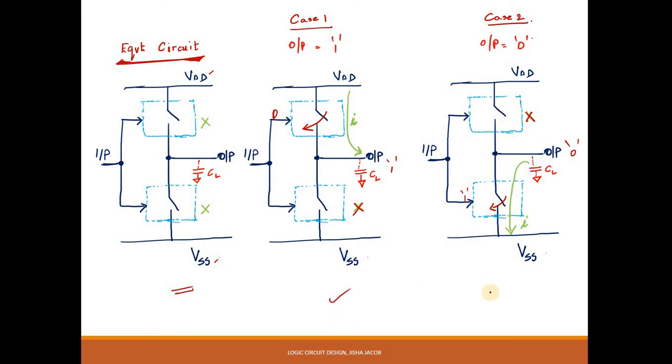If you compare the two cases, you understand that only one of either the PMOS network or the NMOS network will be on at the same time. Both of them will never be simultaneously on. This is a big advantage of the CMOS structure.